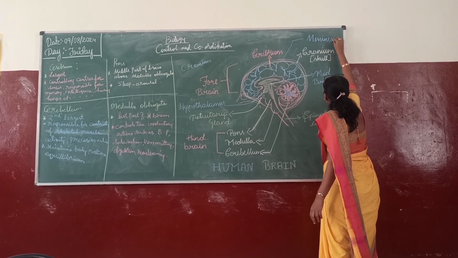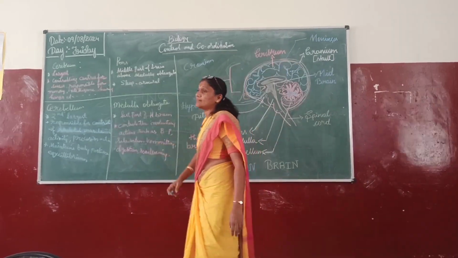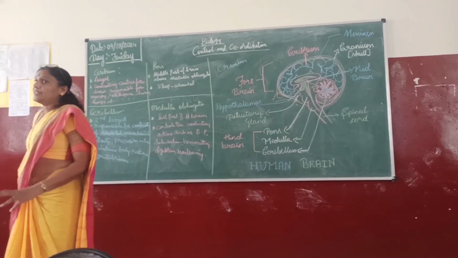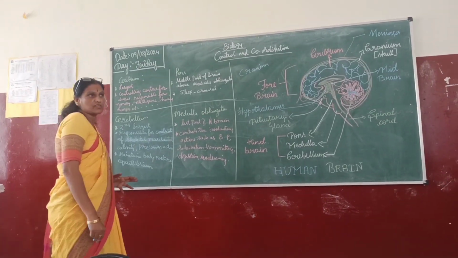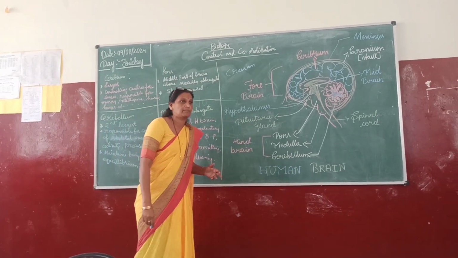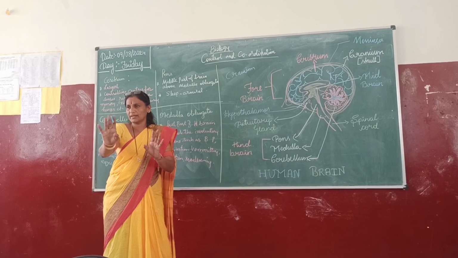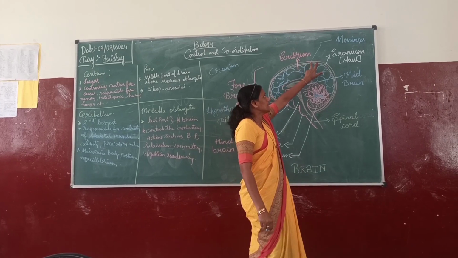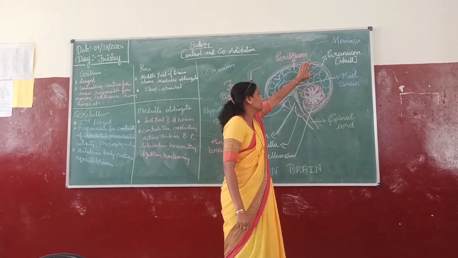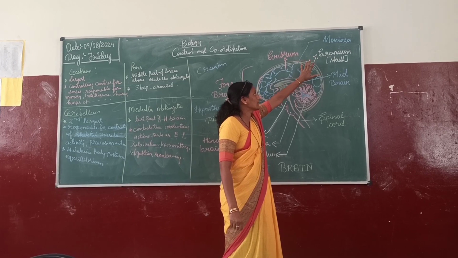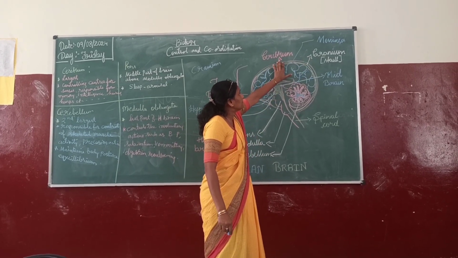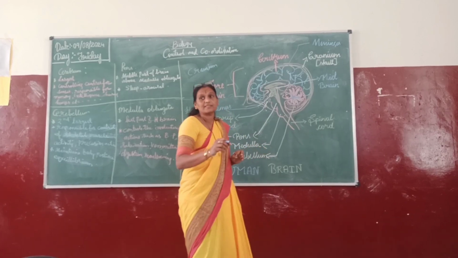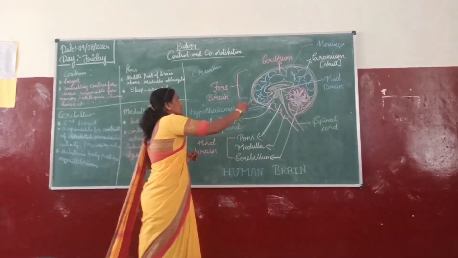Collectively, what are they called, children? They are called meninges. If there is any injury to these meninges, it may cause a disease called meningitis. You don't have that in your syllabus, but you should know it. The three layers of the outer brain are called the meninges, and in between these meninges there is a fluid called CSF.